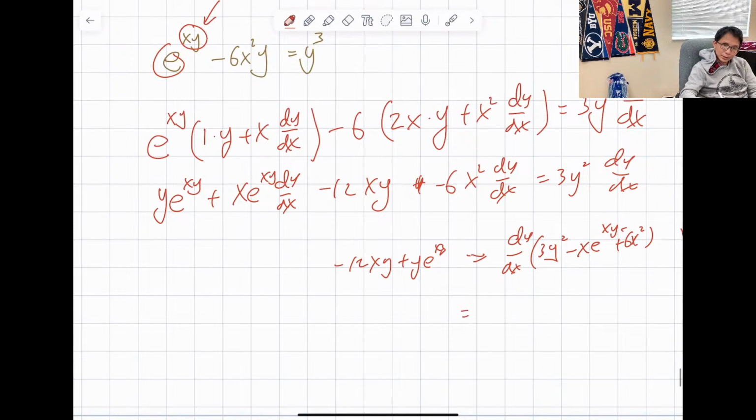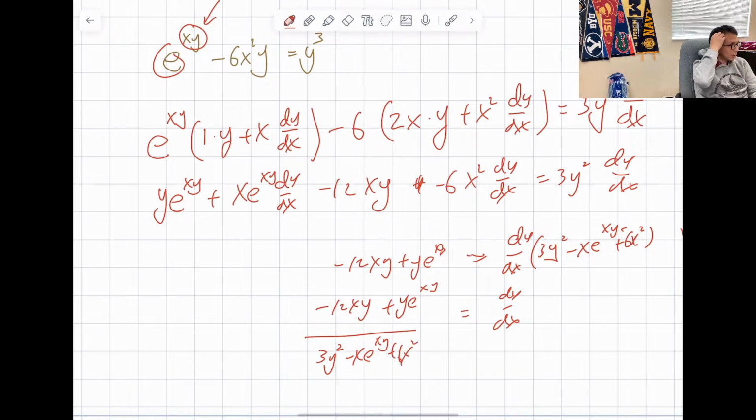Now I'm going to say dy/dx is equal to negative 12xy plus y e^(xy) all over 3y² minus x e^(xy) plus 6x². And not just the thing.